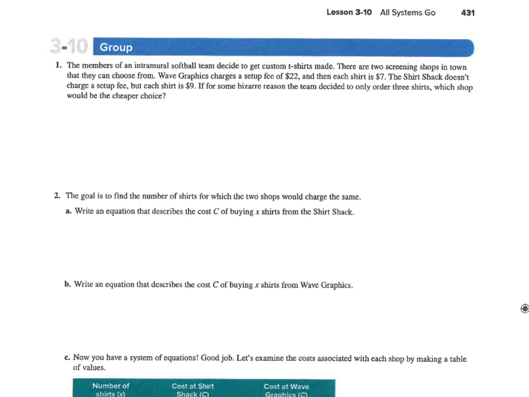The members of an intramural softball team decide to get custom t-shirts made. There are 2 screening shops in town that they could choose from. So Wave Graphics charges a setup fee of $22, and then each shirt is $7. And then the Shirt Shack doesn't charge a setup fee, but each shirt is $9.